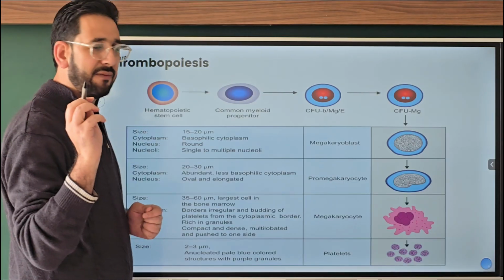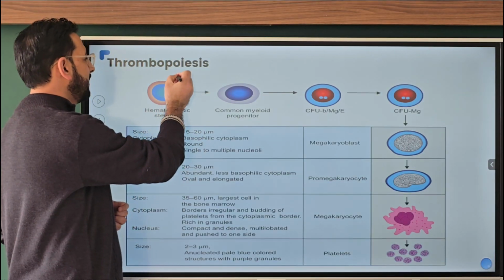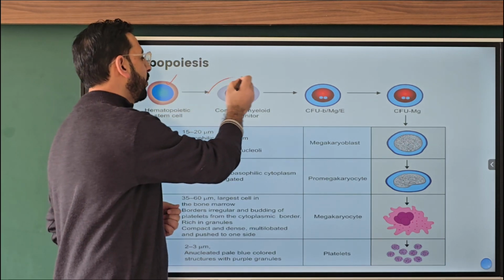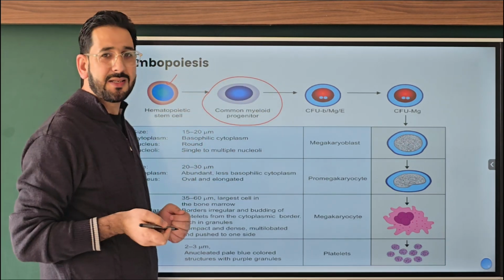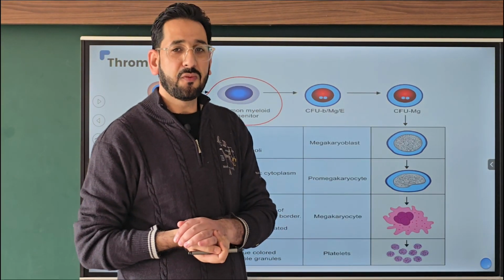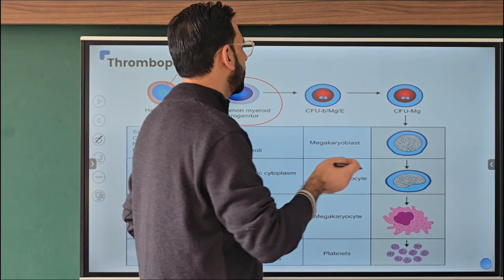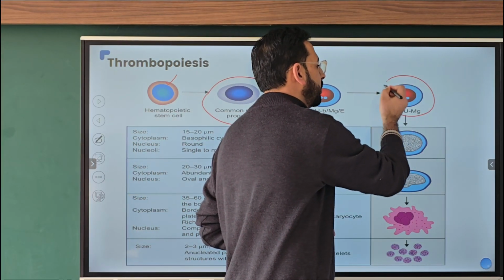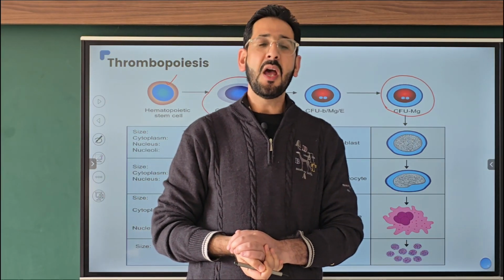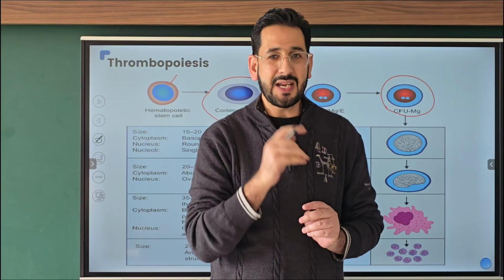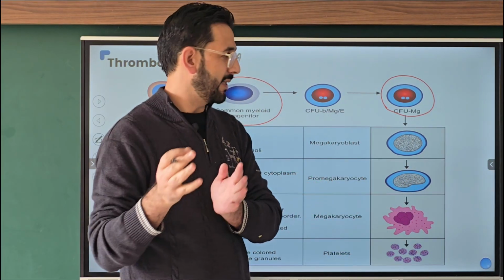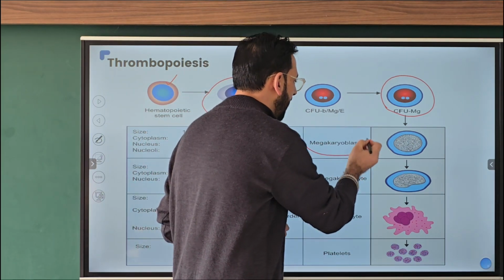Again, we have the hematopoietic stem cell, that is the pluripotent hemopoietic stem cell. Then from the hematopoietic stem cell, we have the myeloid progenitor, that is the myeloid stem cell. And from the myeloid stem cell, we have the formation of different colony forming units. In this case, we have the colony forming unit megakaryocyte, which will give rise to the first stage of thrombopoiesis, and that stage is the megakaryoblast.